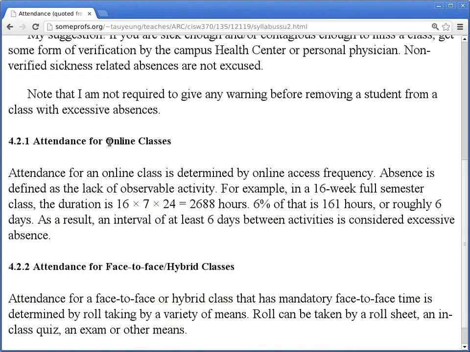Attendance for online classes, which is basically what we just talked about. This example is using a 16-week full semester class. So that means the entire duration has 2,688 hours. 6% of that is 161 hours, or roughly 6 days. So if someone does not log in for 6 days or more for a 16-week class, that can be considered excessive absence. Since this is an 8-week class, that time is halved to 3 days.